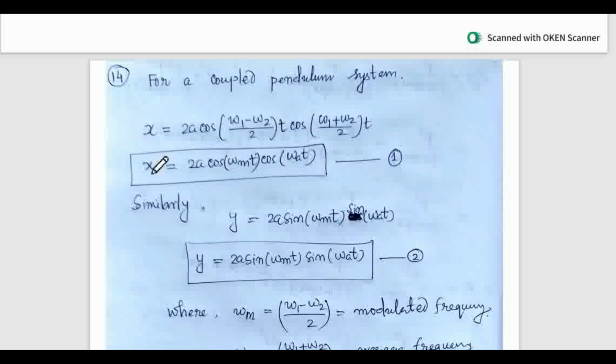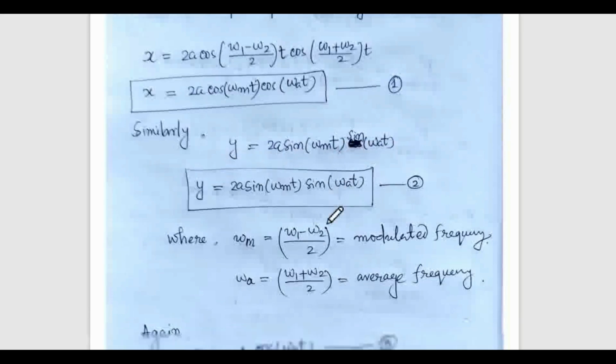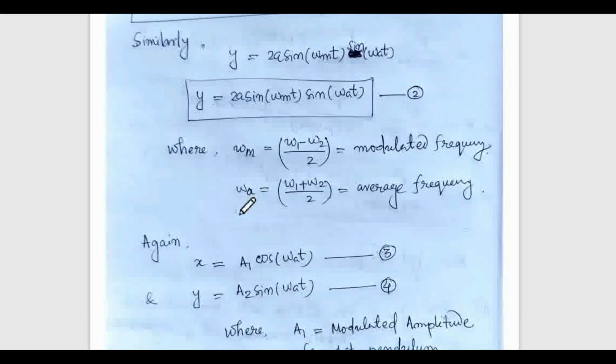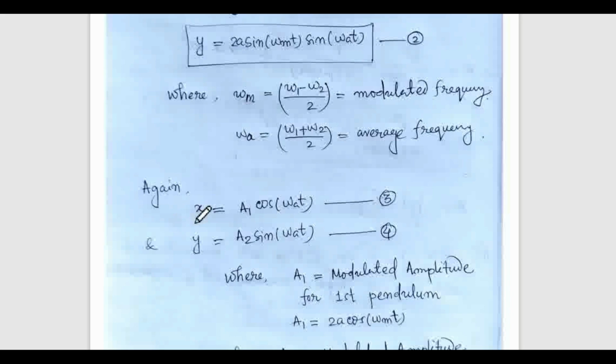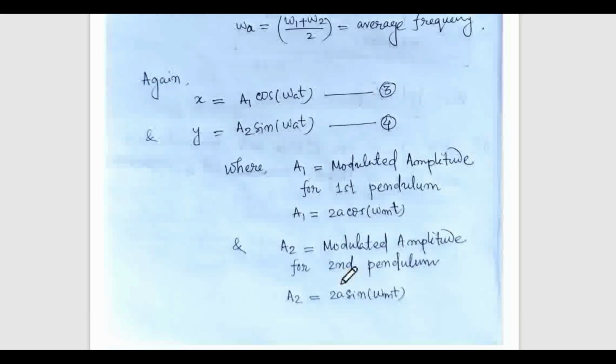The x, that is the displacement of the first pendulum, can be written as 2a cos omega m t cos omega a t, and y is 2a sin omega m t sin omega a t, where omega m is omega 1 minus omega 2 by 2. This is the modulated frequency, and omega a is omega 1 plus omega 2 by 2. This is the average frequency. Otherwise, we can also write x and y in this form, where a1 is the modulated amplitude for the first pendulum and a2 is the modulated amplitude for the second pendulum.